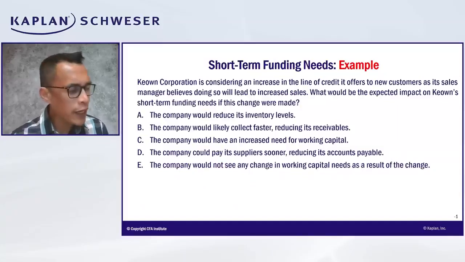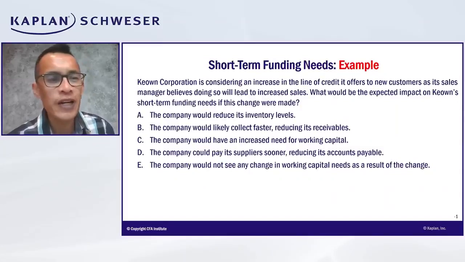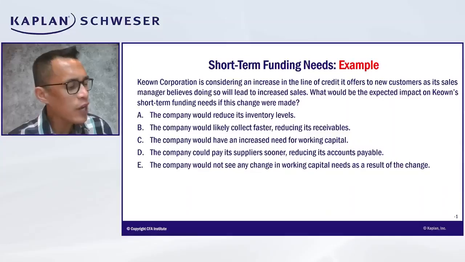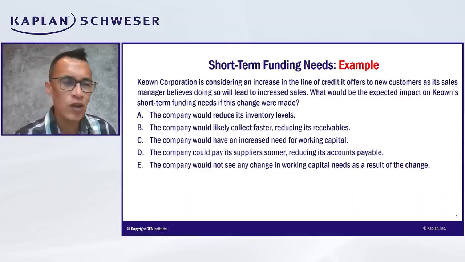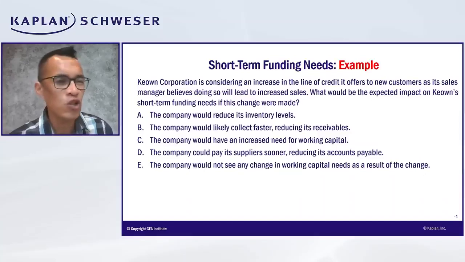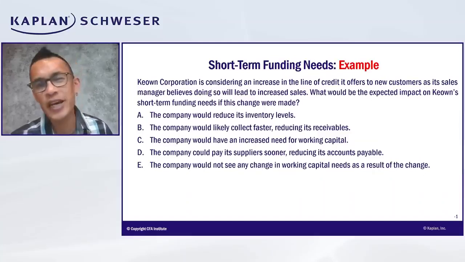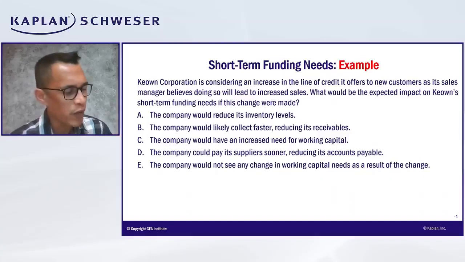Now, finally, let's do a last example on short-term funding needs. Now, if there are more sales, then it means there will be more inventory and therefore more accounts receivable needed to support those sales. Okay, now I know this is 5 answer choices and you only get 3 on the real exam, but that's okay. Just bear with me here.